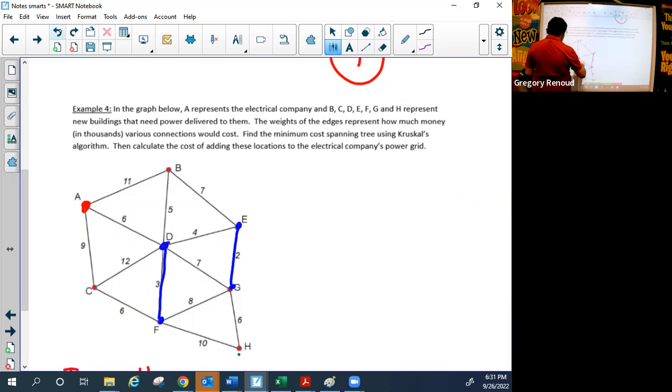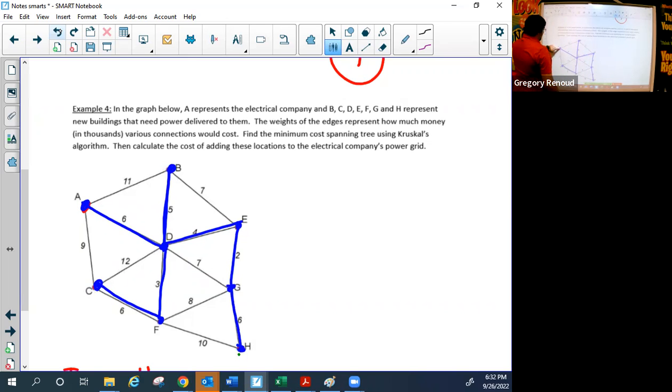Then DE, we're still good. We haven't made a circuit yet. Then DB, still good. Haven't made a circuit yet. And working our way up with the 6s, I see 3 of them. There's 1 there, 1 there, and 1 there. And at this point, we should notice all of our vertices. We hit all of them.